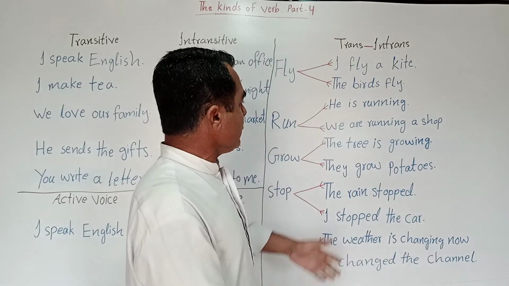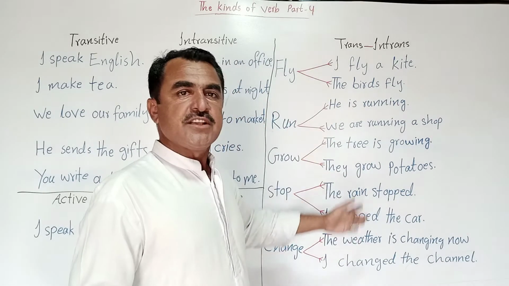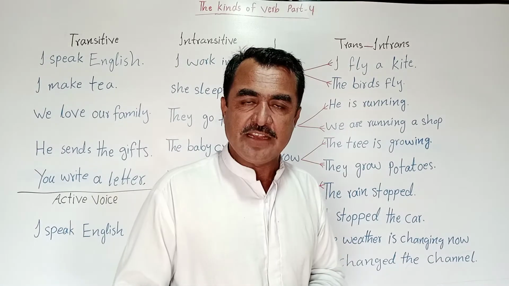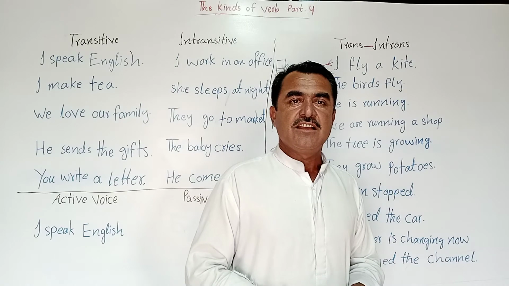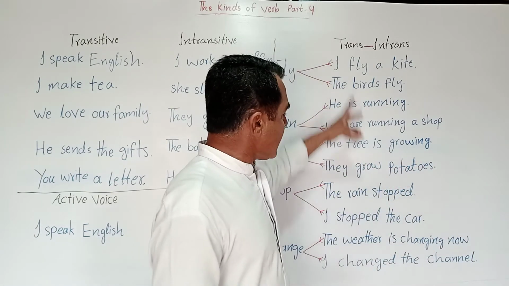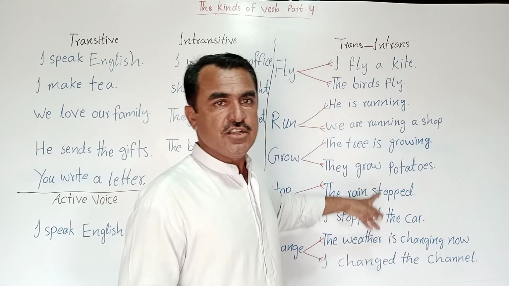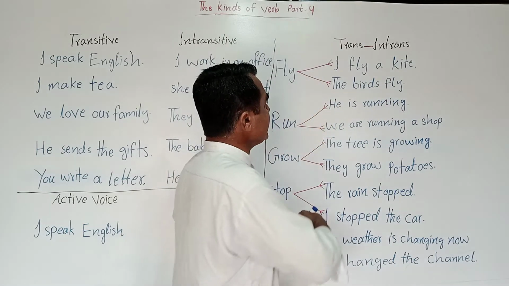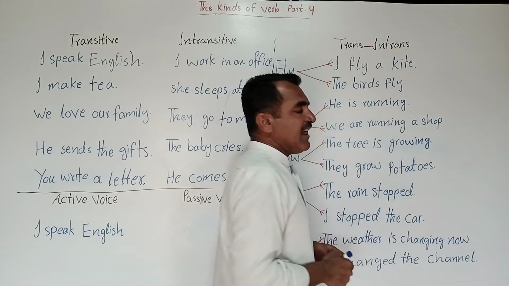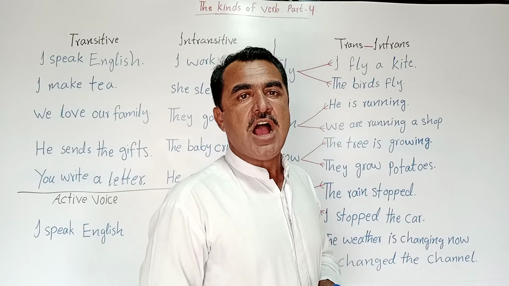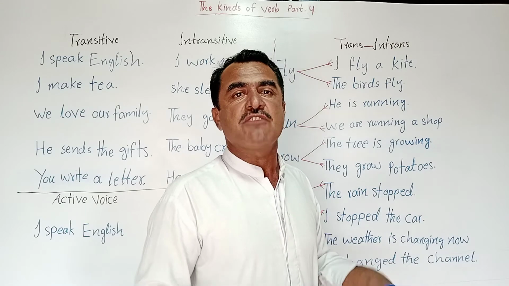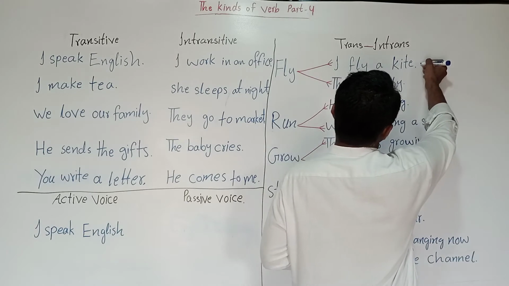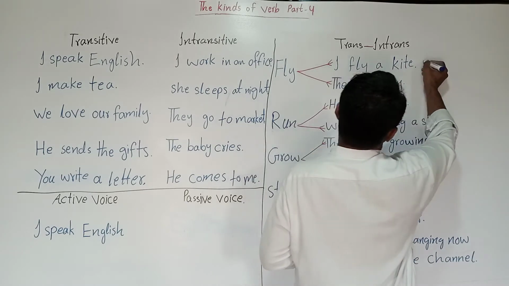So here we have written some examples so that you understand the difference. Now let's take the word fly. Here I have written the sentences in pairs, one transitive and one intransitive. Now you can see here, I fly. I fly what? I fly a kite. I fly an airplane. So that is why it is a transitive verb.